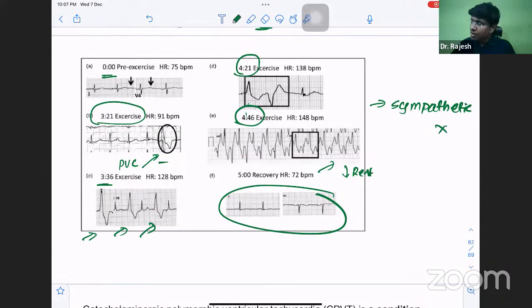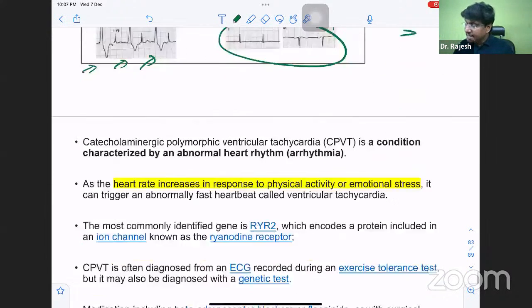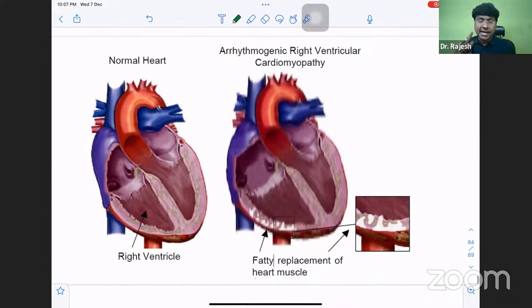Sympathetic denervation, or an ICD, an implantable cardioverter defibrillator, can be placed. So that is about your CPVT, catecholaminergic polymorphic ventricular tachycardia. And another important condition where you have a structurally abnormal heart, where the individual can develop VT or VF and can have sudden cardiac death, is your ARVD, that is arrhythmogenic right ventricular dysplasia.